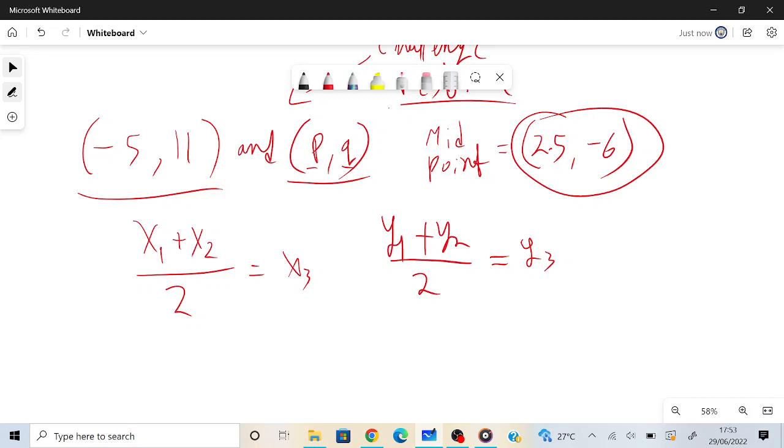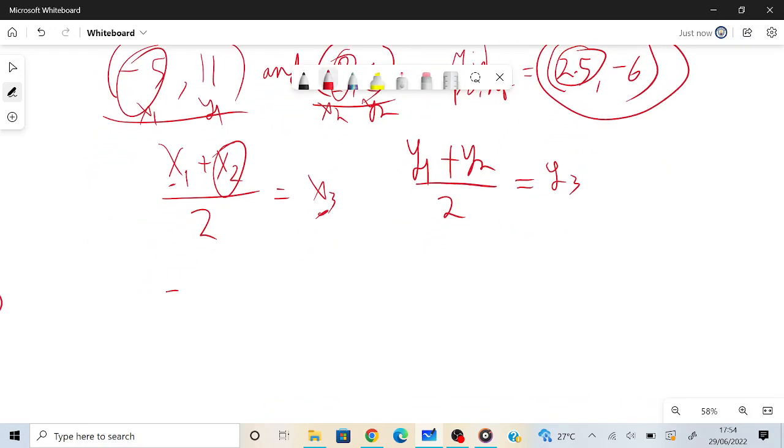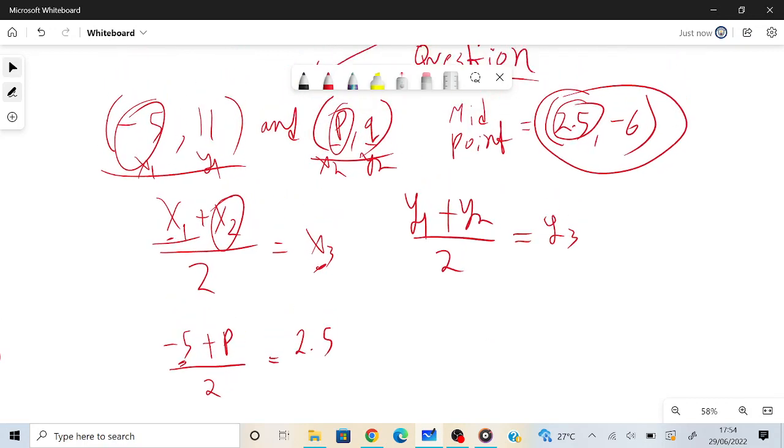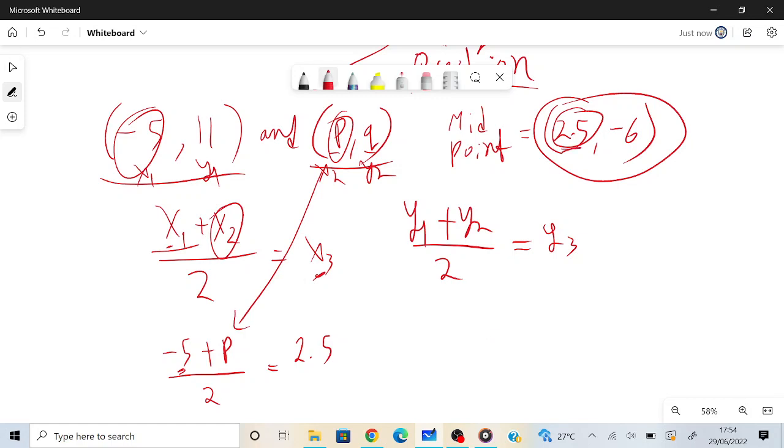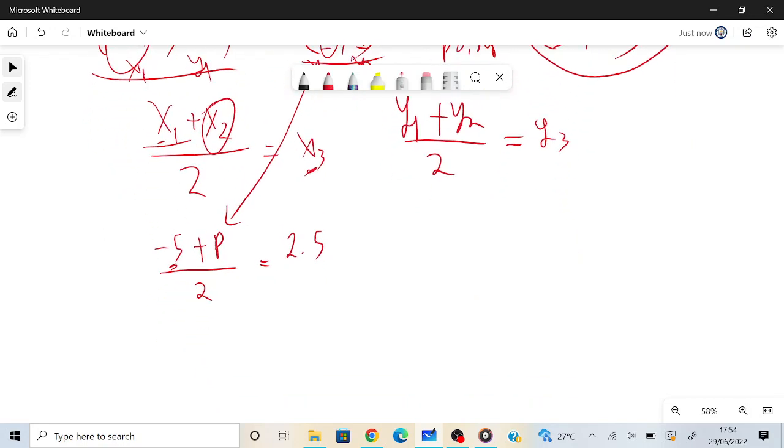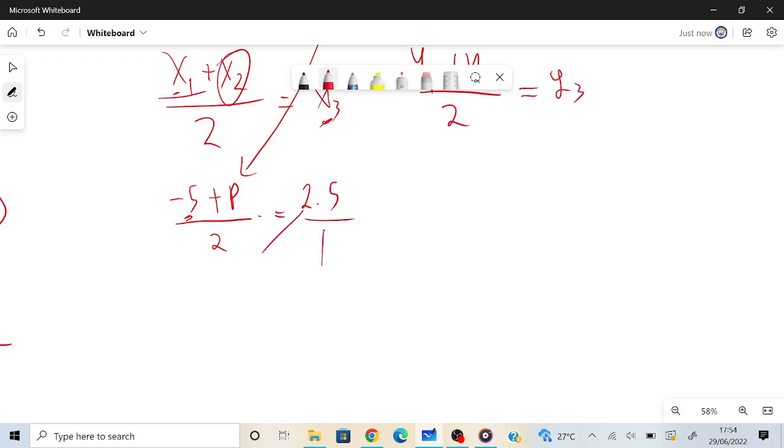So now let's have a look at the information that we have. Let's actually write this x1, x2, y1, y2. We know that x1 is -5. We know that x3 is 2.5, because that's the resultant x coordinate for the midpoint. So we're technically just finding x2, which is P. So working with the x coordinates first, we have -5 plus P over 2 equals 2.5. Your x1 was -5, your x2 is P, and that's what we're trying to find, and 2.5 is the answer to the formula, because that's the resultant x coordinate of the midpoint. Now, all we have to do, you know this is over 1, is cross multiply and solve for P.